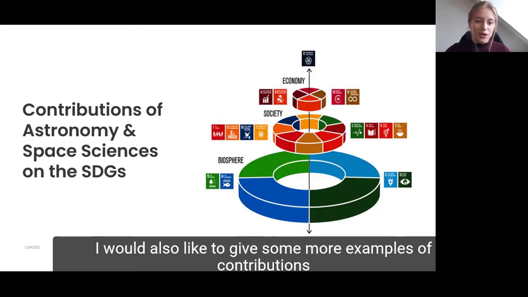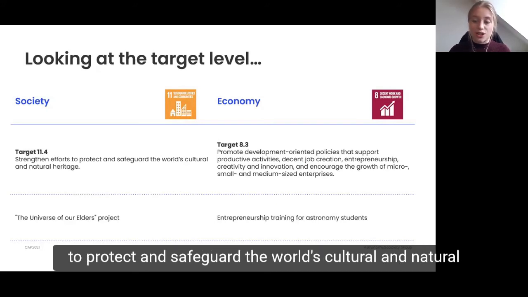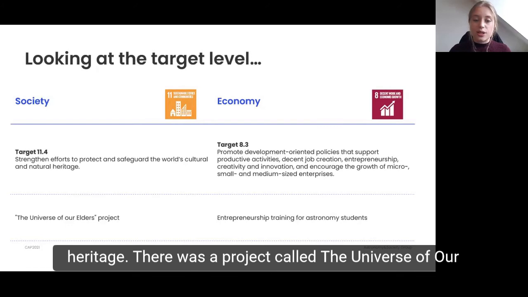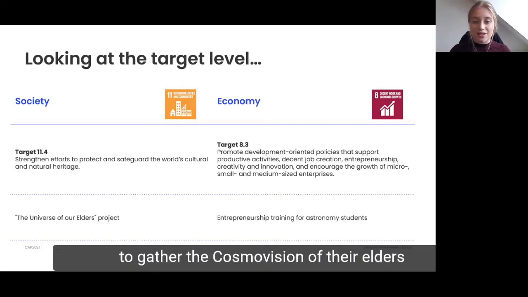I would also like to give some more examples of contributions on a target level. So looking at SDG 11 and target 11.A, strengthen efforts to protect and safeguard the world's cultural and natural heritage. There was a project called The Universe of Our Elders, where 10 people from indigenous communities were selected to gather the cosmovision of their elders.